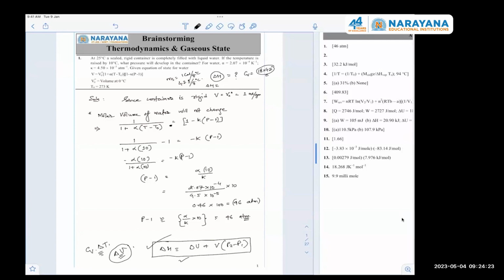Who is speaking? Ved Prakash. Yes, Ved, bolo. Here we took T minus T naught as 10. Shouldn't it be 35? We have increased 10 degrees centigrade, na? But T naught is 273. Okay, I got it. I got the difference. I got it. That is why you're confused.